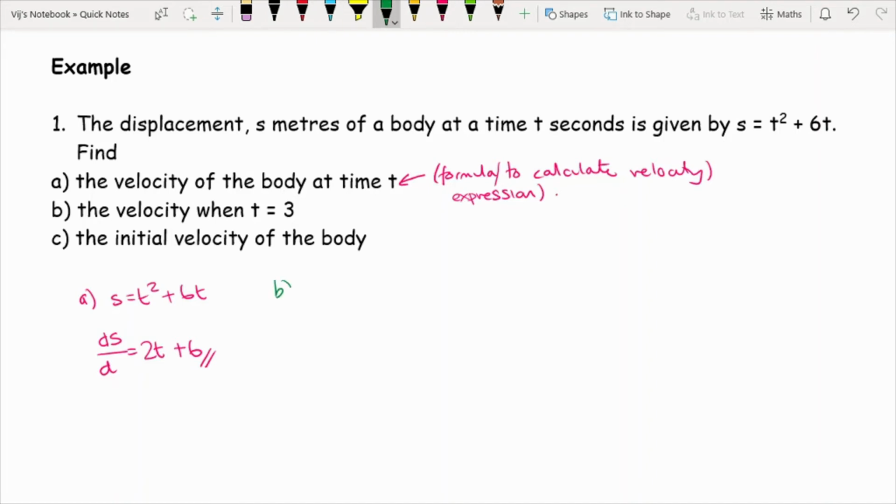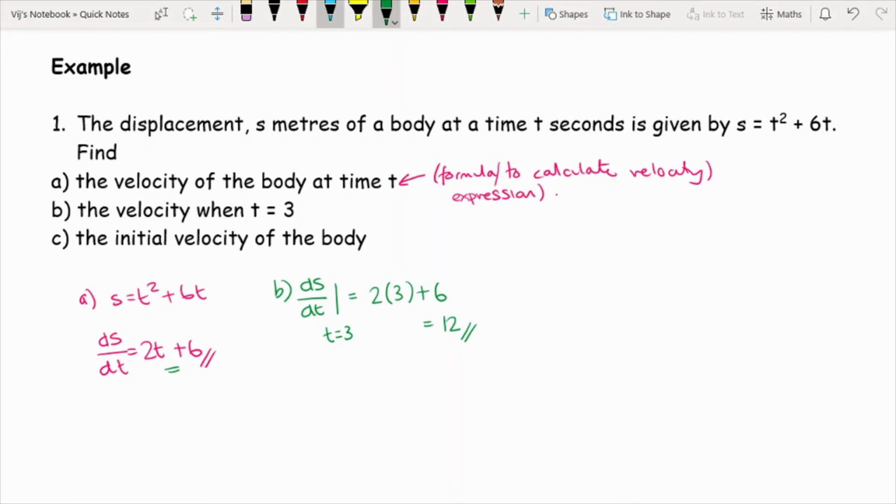For part B, let's use a different colour. What I need to do is substitute into ds over dt, and I've just remembered I've left out a t there. I'm going to substitute t equals 3 into this formula. So I'm going to have 2 times 3 plus 6, which equals 12, and there is your final answer.